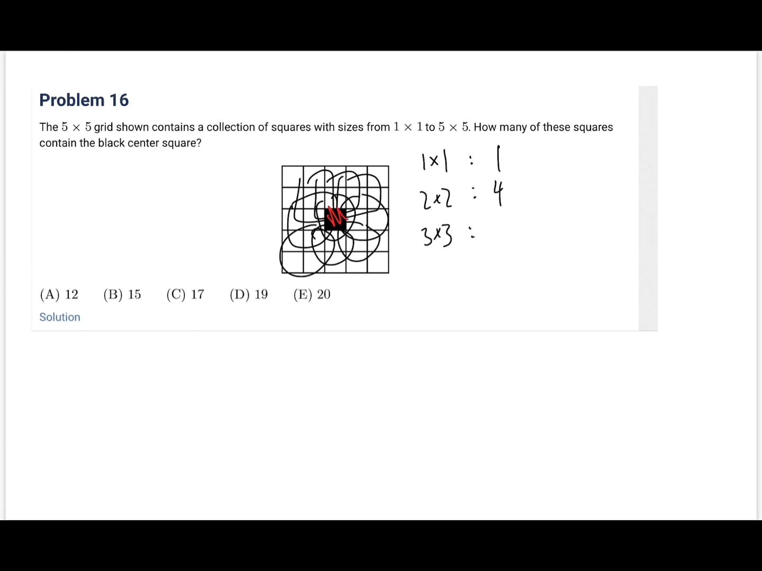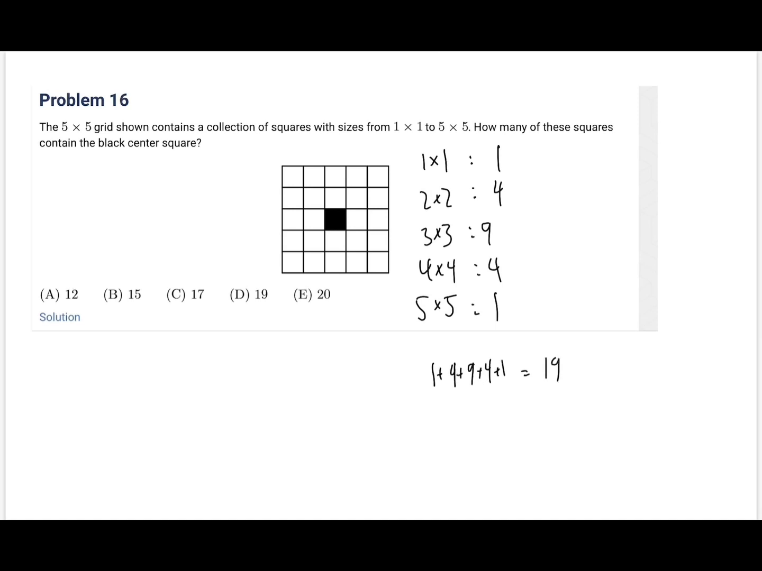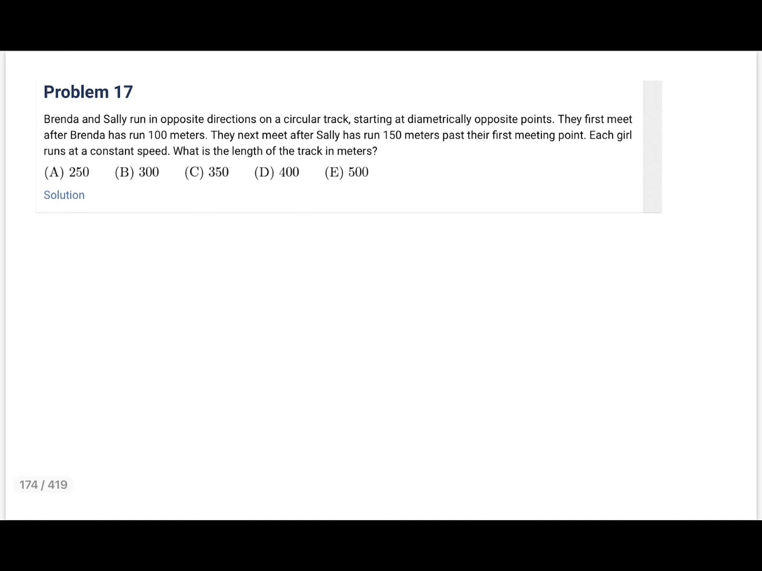This would be 9. And then 4 by 4, there will be 4. And then the last one, 5 by 5, that will be just this whole thing. This is just 1. And so how many of these squares? It's 1 plus 4 plus 9 plus 4 plus 1 equals 19. The answer is D.